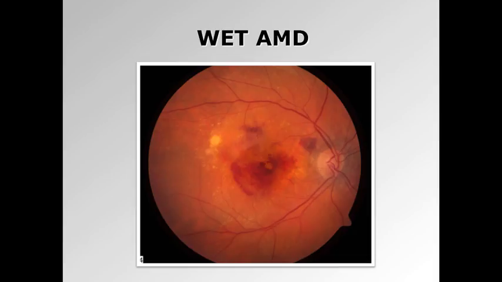So this is an individual who's gone on from the dry to the wet. And you can see that in the center part of the retina, in the macula, there's some bleeding underneath the retina. So this person has wet macular degeneration, and the blood vessels have broken and bled underneath, and as a result the vision is down.